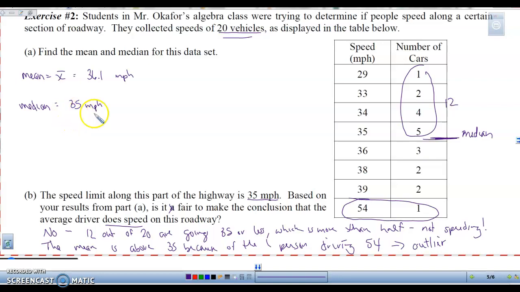speeding, because the median number is 35 miles per hour, and at least 12 people are going that or less, so they're not speeding. So that's most of the data, or the majority of the data. Okay, so that's the mean and the median. So you have to be aware of things called outliers that can affect your list.